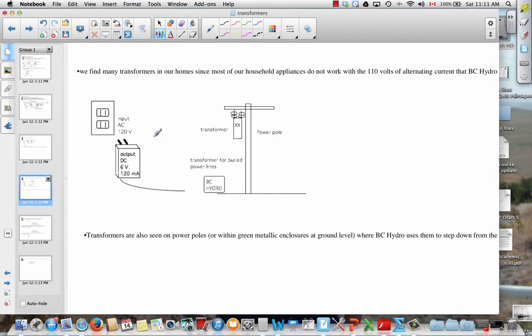Now, transformers are common. You'll see them out in front of your house, either up on power poles or in metal boxes on the ground. And any adapter that you plug into the wall is usually adapting AC to DC, but at the same time is transforming the input voltage, say 120, down to a much smaller DC voltage for charging our electrical appliances.